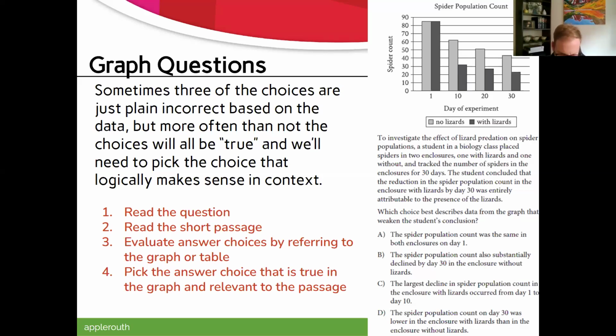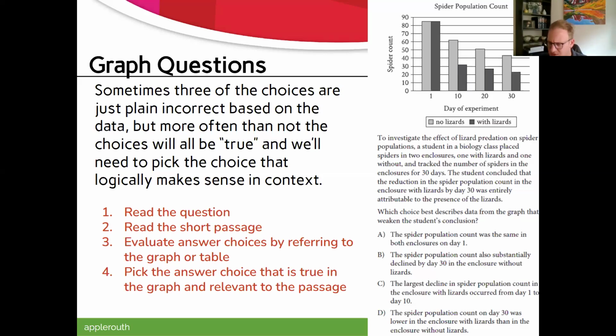Well, I think the way I want to look at this is, if the conclusion is that the reduction in population in the enclosure with lizards was entirely because of the lizards, well, I don't really care about day 1, and I don't really care about the largest decline from day 1 to day 10. A and C to me are the two not as good answers. And then D is true, but honestly wouldn't weaken the conclusion.